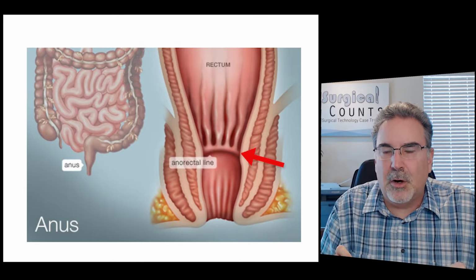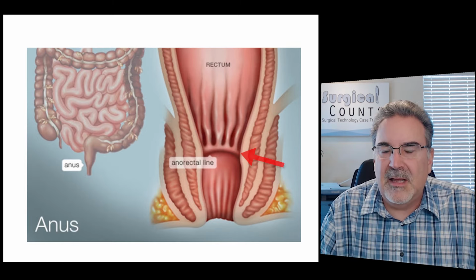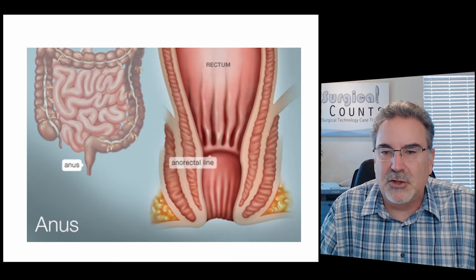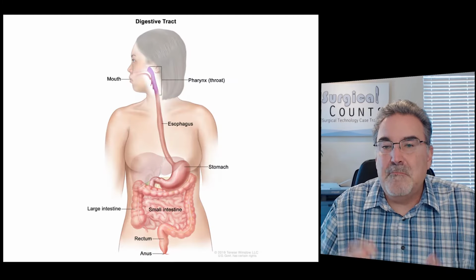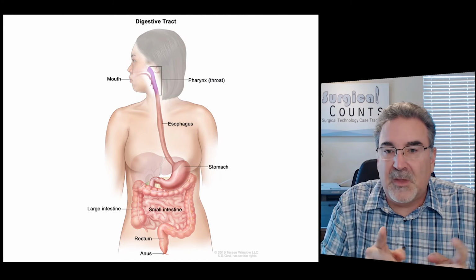So that's a little landmark that differentiates between those two areas. The rectum above that, the anus below that is, again, only about an inch or two deep, and then it goes to the outside of the body. So that's the main tube of the digestive system, where food flows in from the mouth all the way out to the anus.